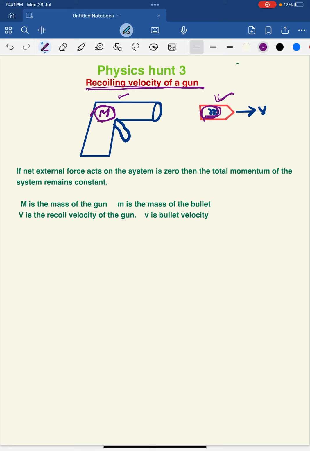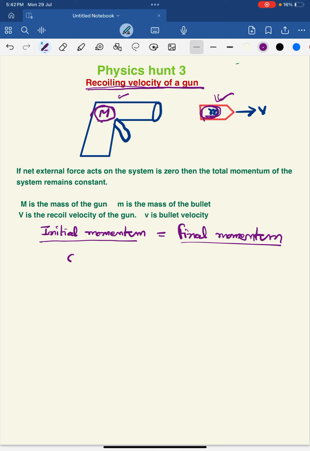Suppose both the gun and the bullet are at rest, which means no external force is acting. So the initial momentum must be equal to the final momentum. If there are no external forces acting, the total initial momentum is equal to the final momentum. I told you already, initially the gun and the bullet are at rest, so the initial momentum value is 0.